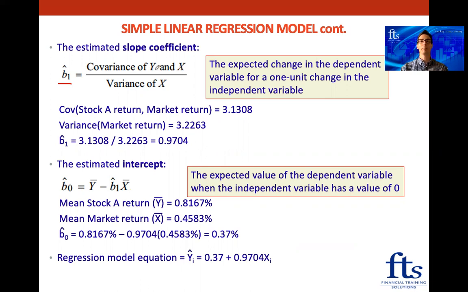So y is our dependent variable and x is our independent variable. So we take the covariance between them and we divide that by the variance of x, and x is our independent variable. So let's do it. The covariance between the return on stock A and the market return is 3.13.